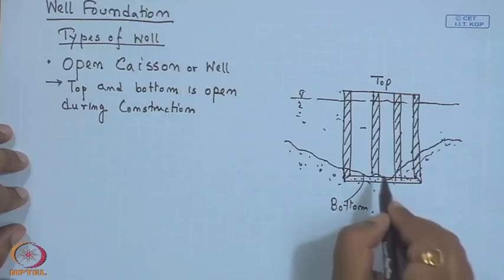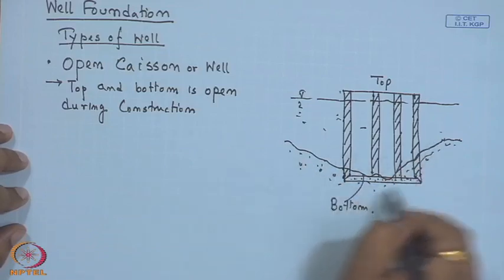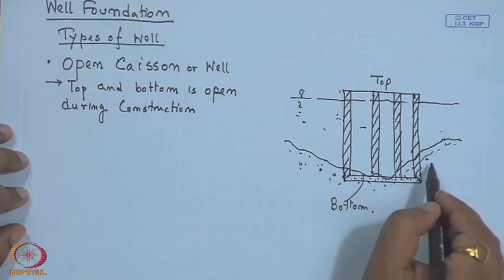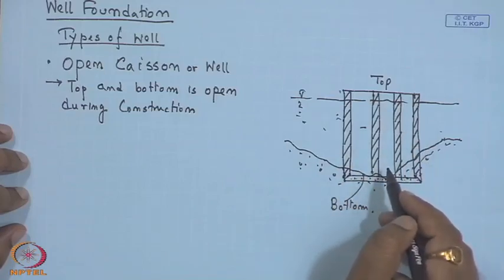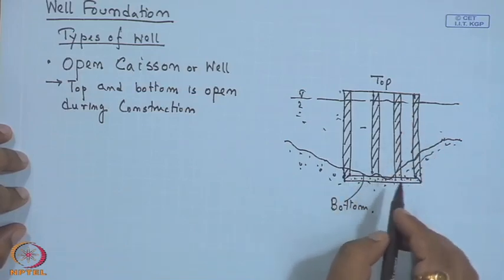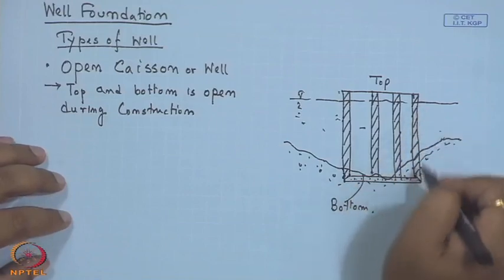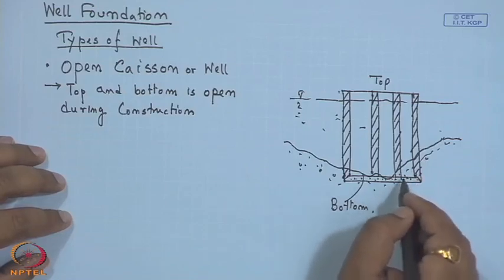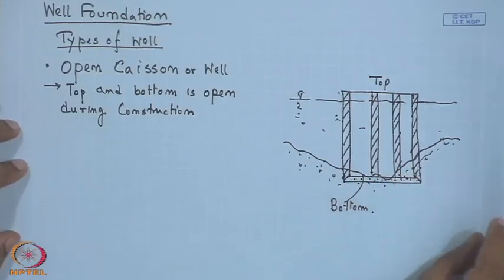The limitation or disadvantage of this open well is that if a boulder deposit is present at the bottom of the water body, it is very difficult to progress the construction of this type of well. Construction is also very slow, and the concrete seal is done under the water. Once it reaches the bottom, the concrete sealing is done under the water, which is not very effective. That is the advantage and disadvantage of this open well, or open caisson.